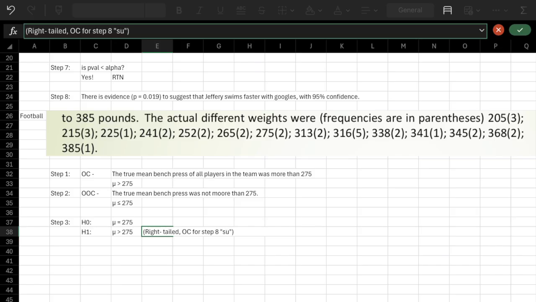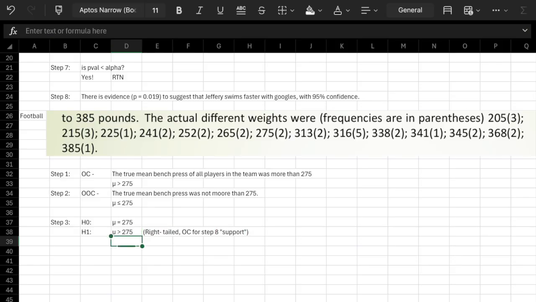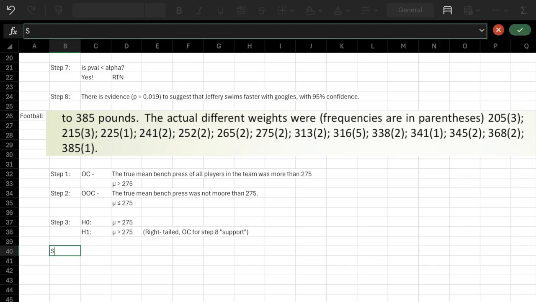Oh gosh, support. Awesome. All right, very good. Now what? So I'm going to support. Let's go to, and that's even before I know what my conclusion is going to be. I know I'm either going to fail to support or support this claim. Okay, well, let's see what the data shows.